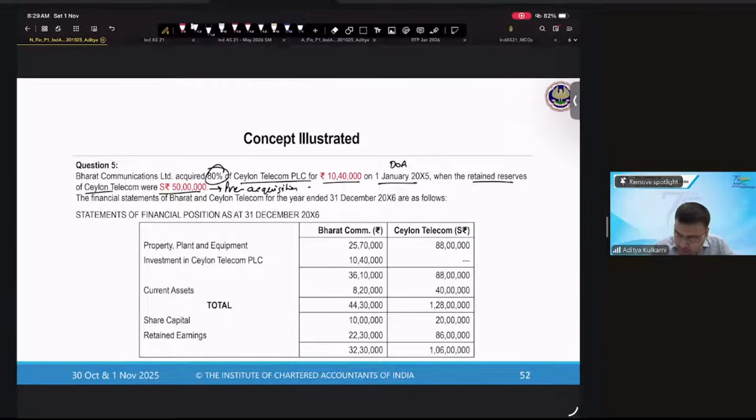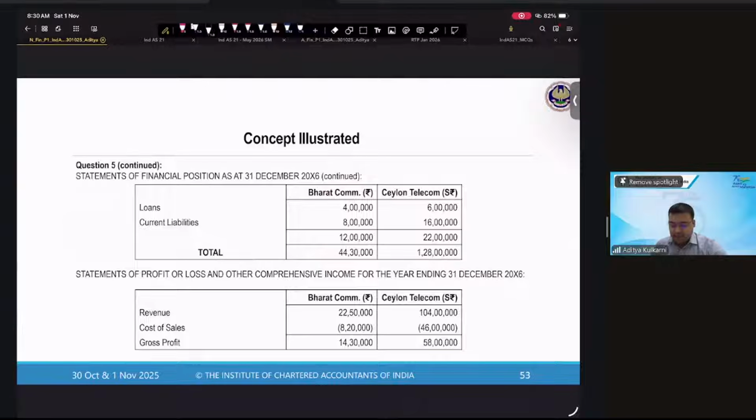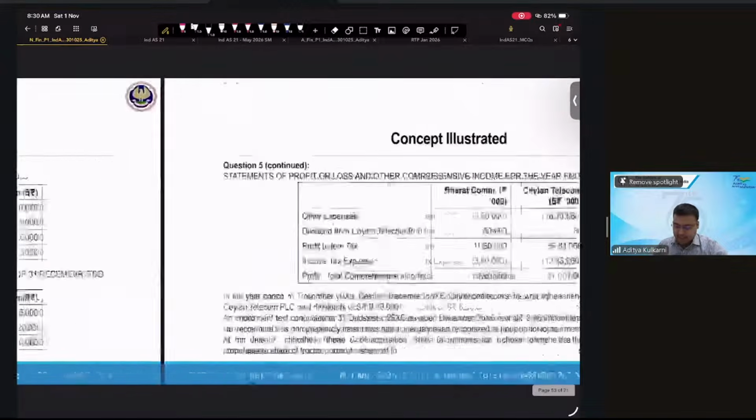Pre-acquisition reserve. Acquisition reserves. Are you all with me? Yes, sir. All right. Statement of financial position. This is the balance sheet. You are given property, plant, equipment, investment in Ceylon Telecom PLC, current asset, share capital, retained earnings. It is in rupees for the Indian company, in Sri Lankan rupees for the Sri Lankan company. You are given statement of financial position, continued, loans, current liabilities, P&L is given.